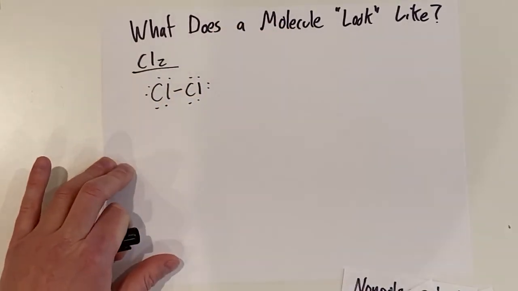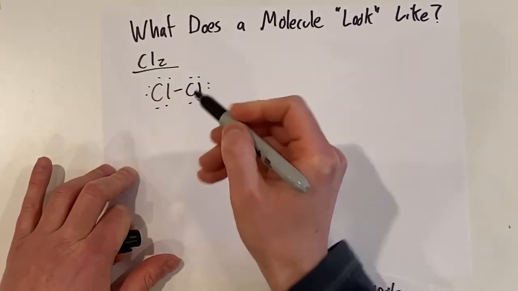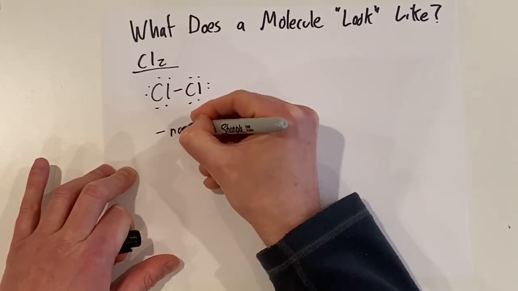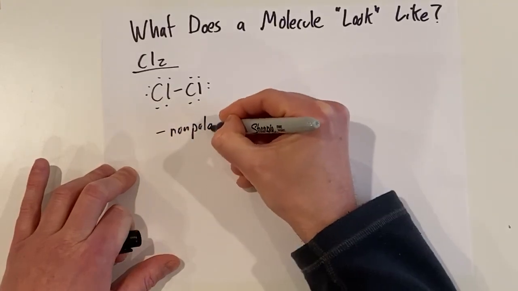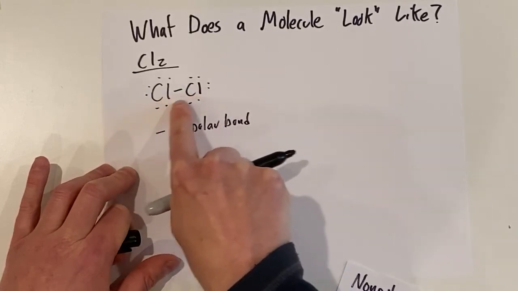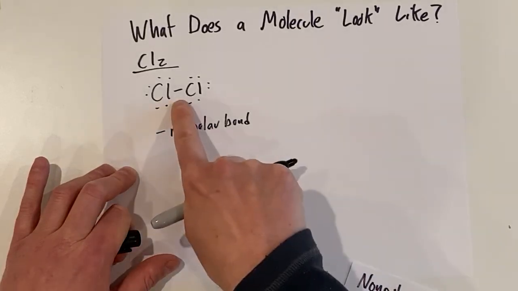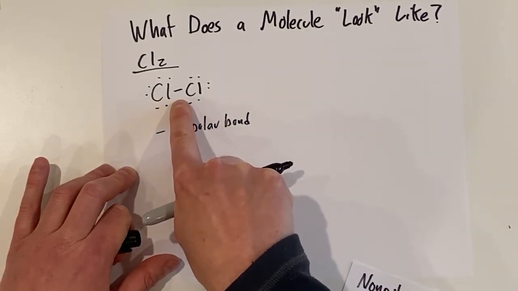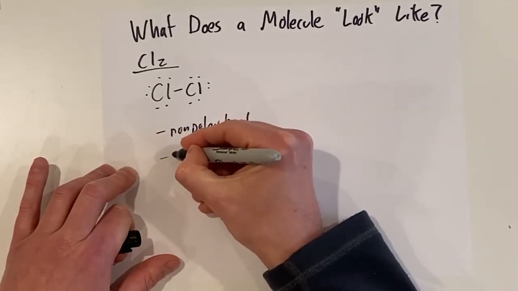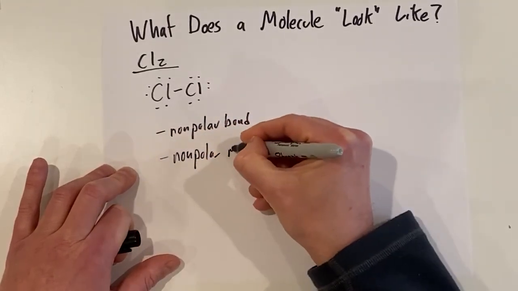And if we were to draw that, we'd see we have one bond in the Cl2 molecule, and this bond is between two chlorine atoms. And because they're the same atom, this would be a nonpolar bond, because the electrons are shared evenly between the two chlorines. Neither chlorine is pulling harder on the electrons than the other. And because there's only one bond in the Cl2 molecule, if we only have nonpolar bonds in a molecule, then the molecule itself has to be nonpolar. So this will be a nonpolar molecule.